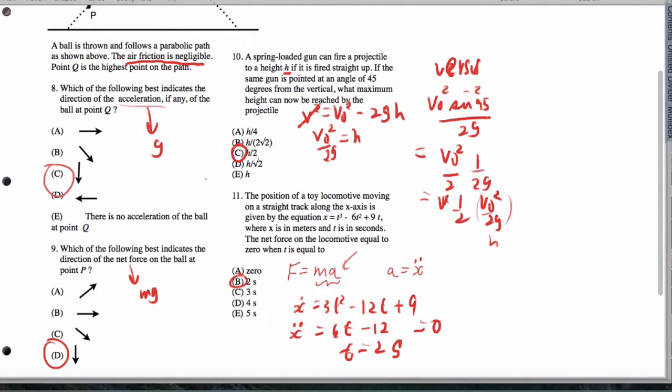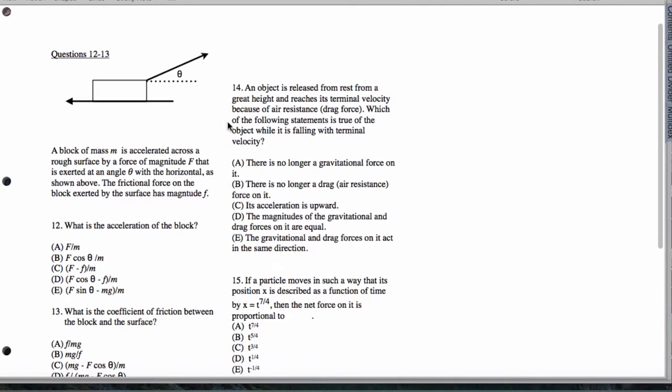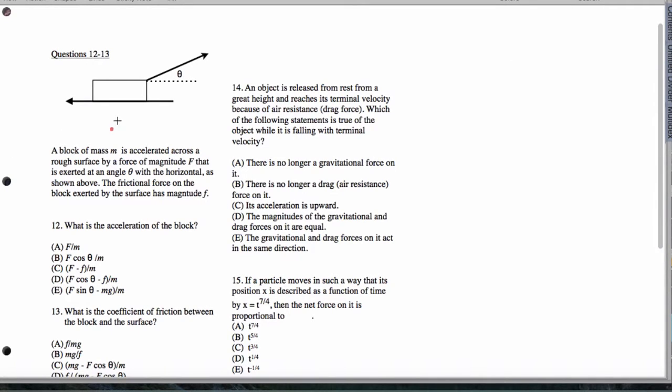Number 12. So we have this block here, and let's set up our free body diagram. I'll actually draw that right here. I'm going to make this a little bit smaller just so I can read it. There we go. So we've got this force F. We've got the weight, which I'll write as mg. We've got the normal, and we have a friction force equal to f.